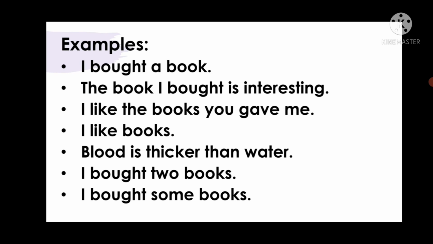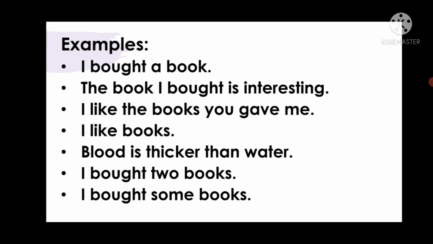Next sentence: I like books. Here books is also a plural noun, but in this sentence it is being used in a general sense. As we mentioned before, in case of plural nouns articles may not be necessary, because here books have been taken generally, so nothing is specific about the books, and that is why we are not using any article.